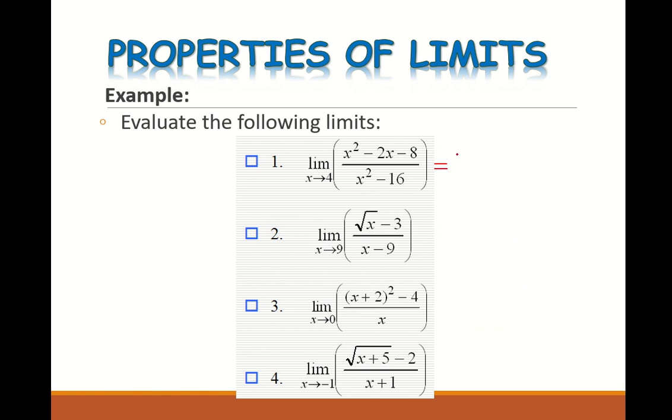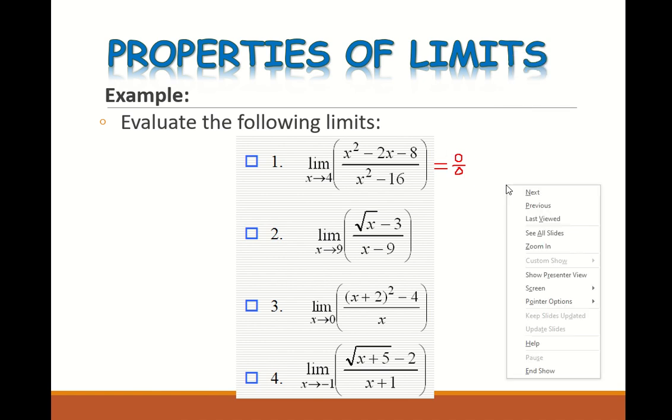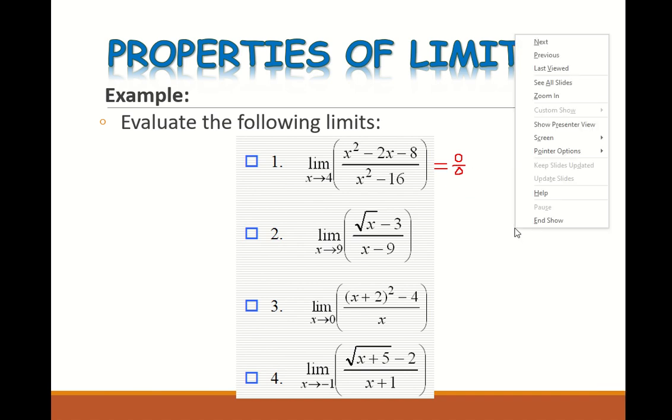So again, if you have this 0 over 0, that indicates that there would be a common factor of both numerator and denominator. So how are you going to solve it? We cannot use direct substitution because it gives us 0 divided by 0. So that makes the limit indeterminate, or we cannot determine the limit yet. So what shall we do? We are going to apply our skills in algebra. So what are the factors, class?